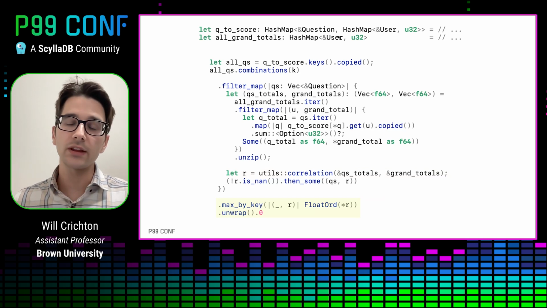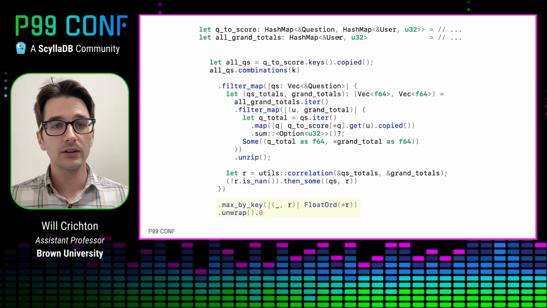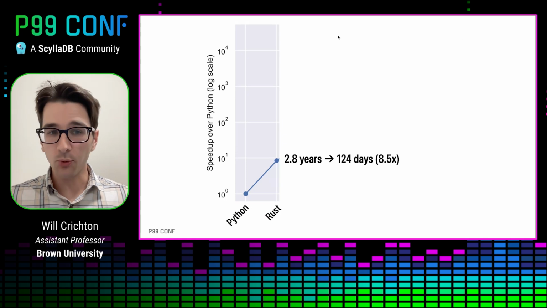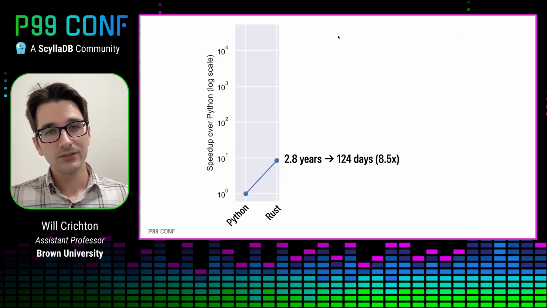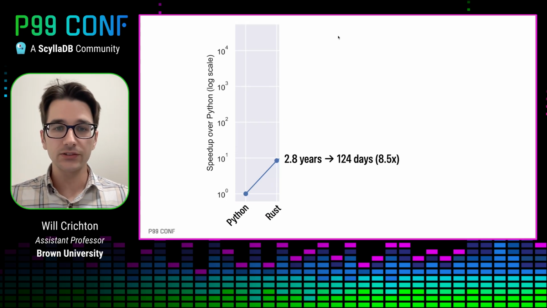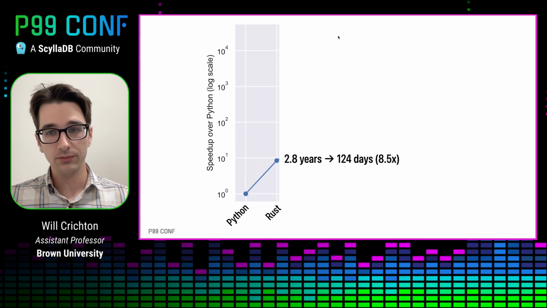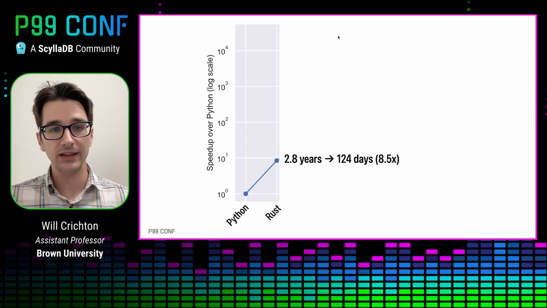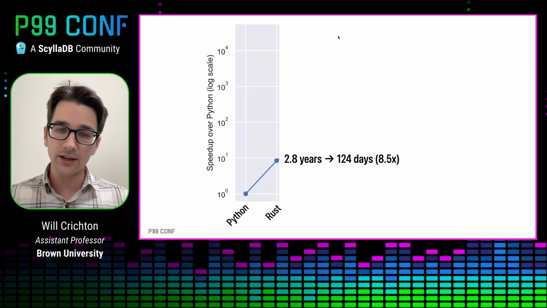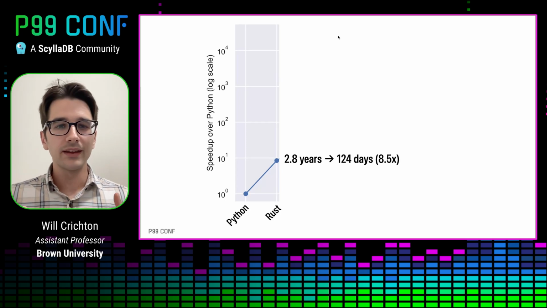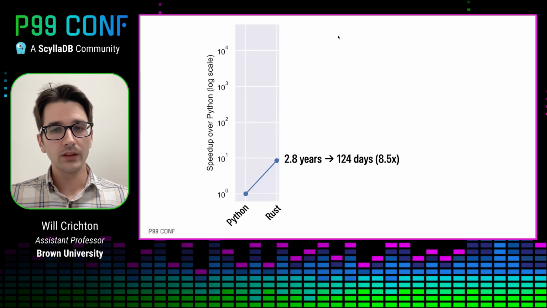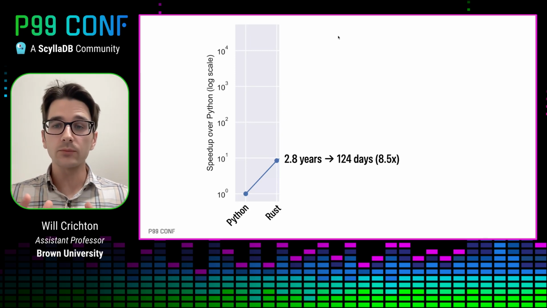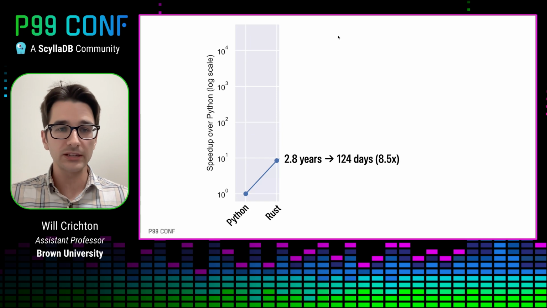So with this basic translation of Python into Rust, we end up with an 8.5x speedup. What this graph is showing is, on the x-axis, each performance optimization step, and then the y-axis is the relative speedup to Python on a logarithmic scale. So Python starts at 1x relative to itself, and then Rust is at 8.5. Or another way to say this is that Python would take 2.8 years to finish on our particular configuration, and the initial Rust code would take 124 days.